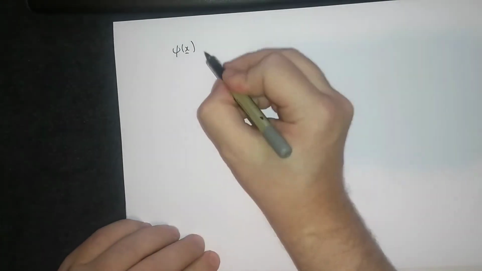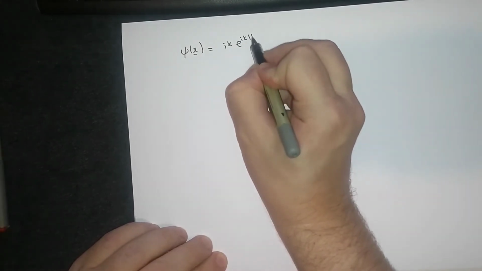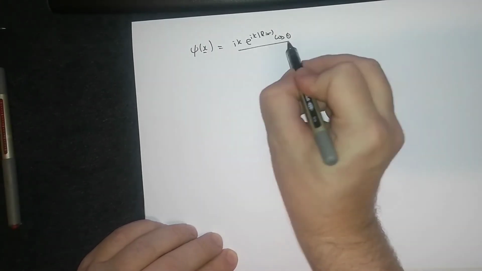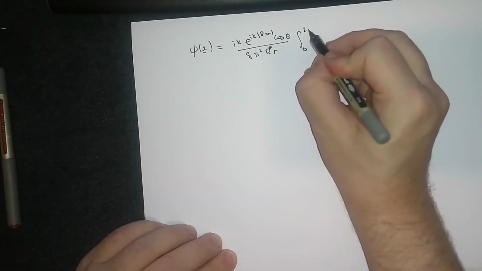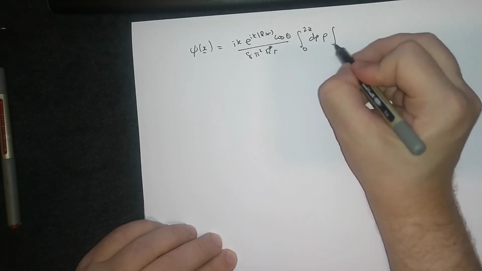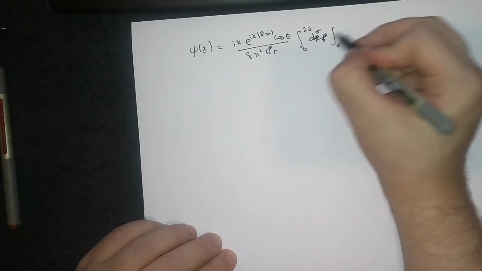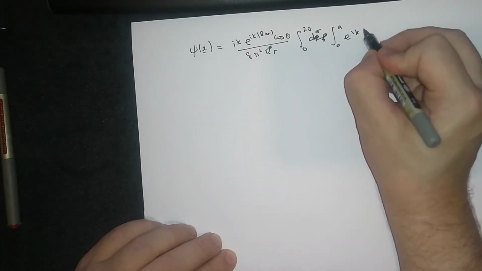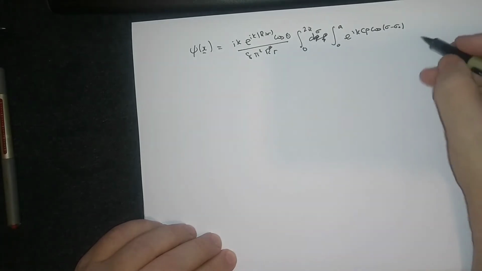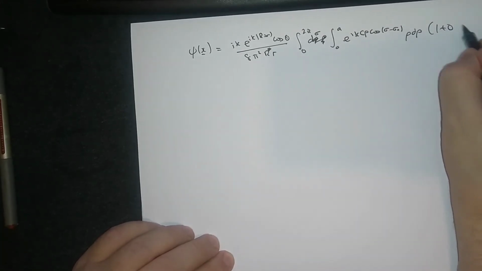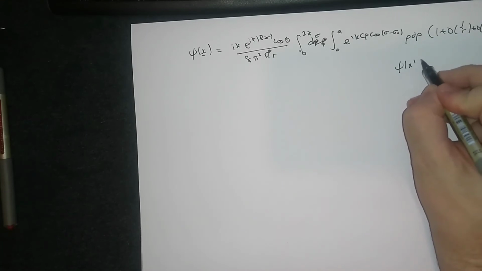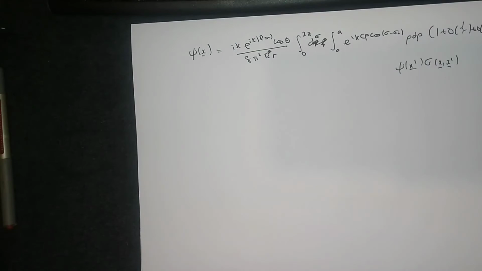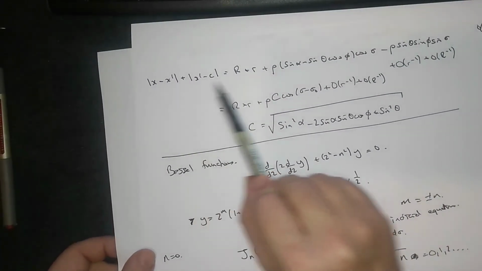So, going back, psi of x is ik e to the ik (r plus r cos theta) over 8 pi squared r, the integral 0 to 2 pi d sigma, 0 to a, e to the i k c rho cos (sigma minus sigma 0) times rho d rho, and we have these error terms in here. So that was just substituting for that term, using the result from earlier on and this result here.